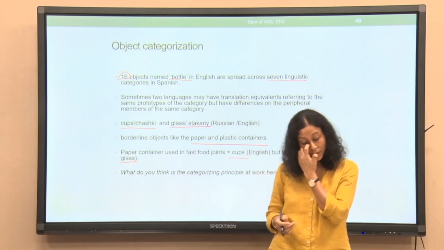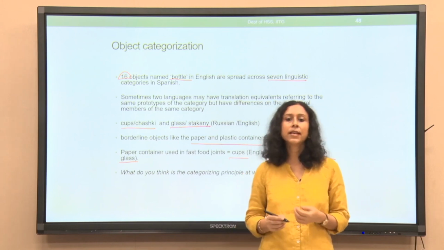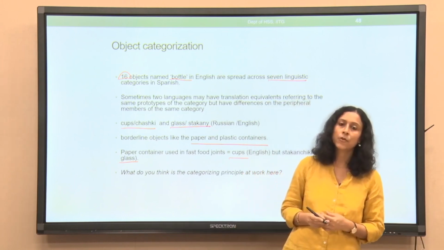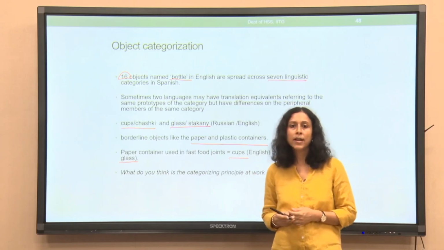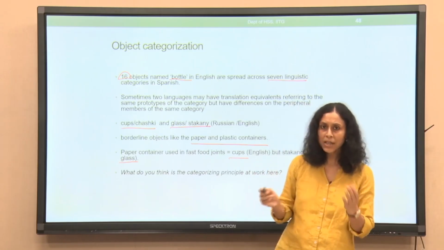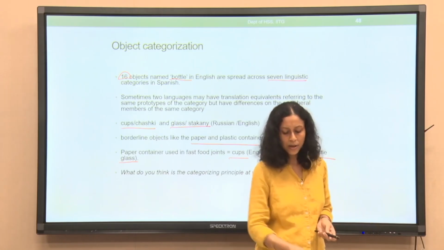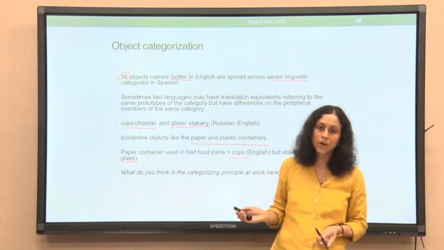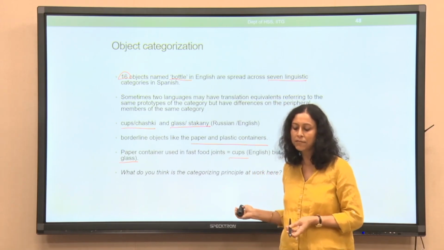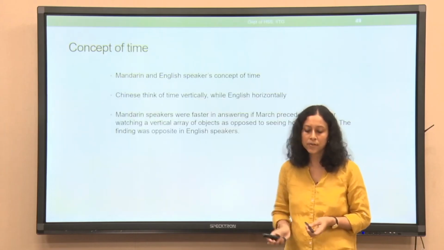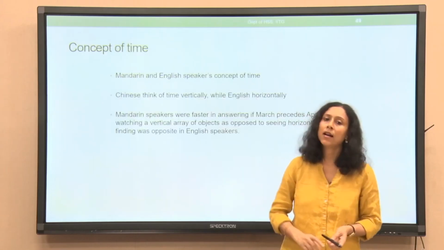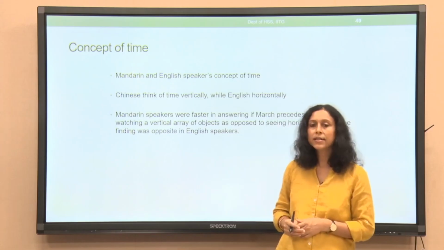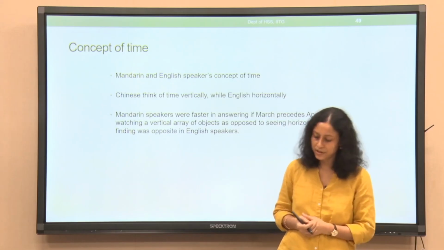So, this kind of difference makes us think about the categorizing principle that would be at work here. Why is it that the two languages broadly agree on the central examples of a category, but do not agree on the borderline concepts? It makes you think about the categorizing principles that are at play across languages, which probably depend on the way the language is structured.